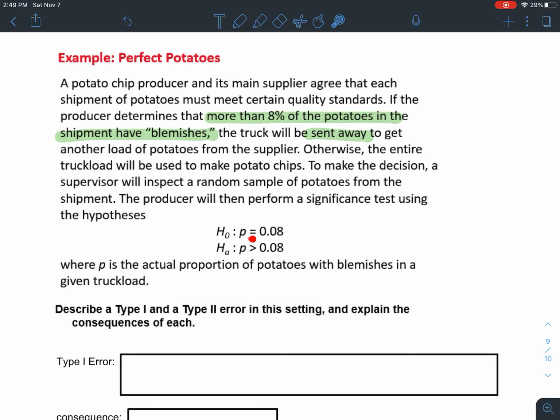So you can see the null hypothesis again has that equal sign in it, and then the alternative hypothesis is where we either have a greater than, a less than, or a not equal to. In this case, it mentions that if there's more than 8% of the potatoes with blemishes, that is why we are choosing a greater than symbol here for our alternative hypothesis. Take note that what the p is representing is the actual proportion of potatoes in the truckload that have blemishes.